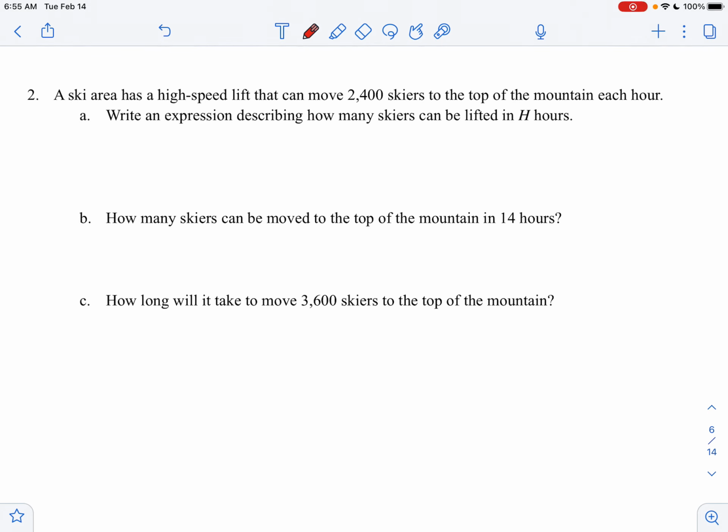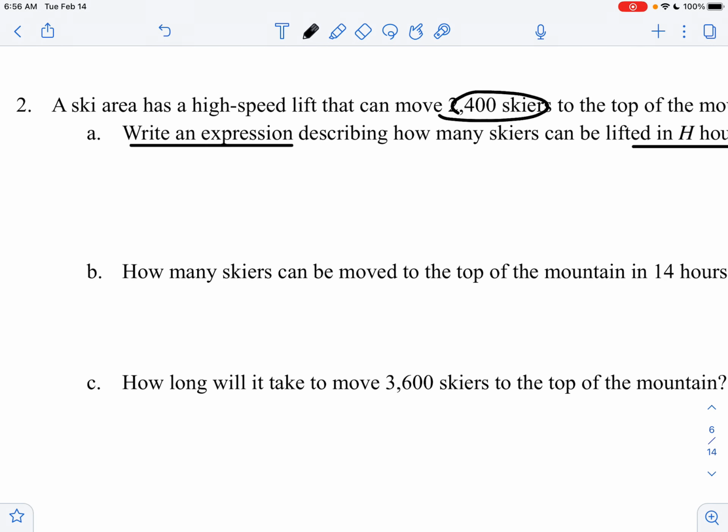Question 2. A ski area has a high-speed lift that can move 2,400 skiers to the top of the mountain each hour. Write an expression describing how many skiers can be lifted in H hours. So this time we're being asked again to write an expression. So it can always be helpful to think of this in a table, right? If I think about skiers and then time in hours. And I actually might want that table to be flipped. Think about time.